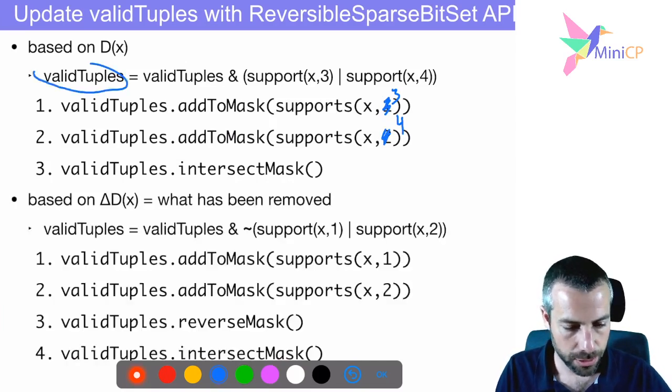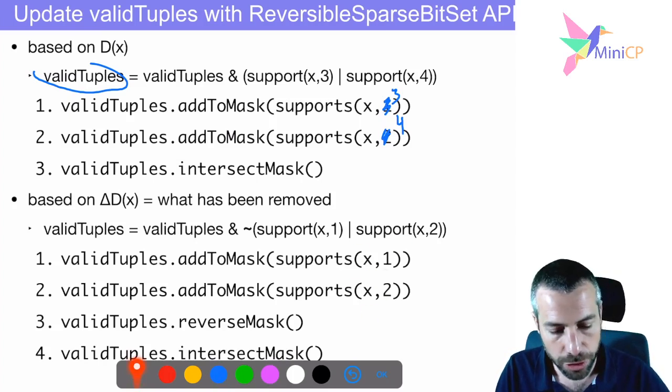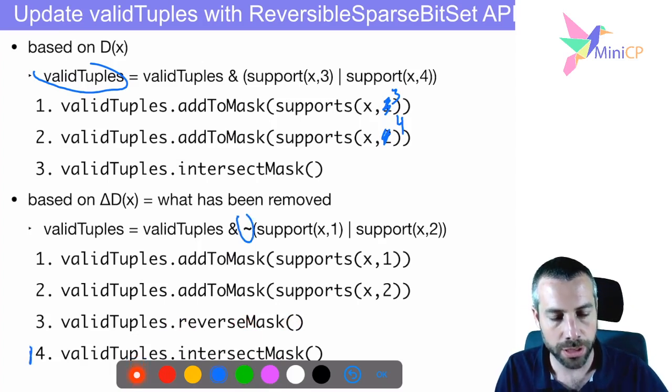If you want to update based on delta X, this is a little bit different. You add the support of X1, you add the support of X2 to the mask, then you reverse the mask. And reversing the mask means you take the complement, the bitwise complement, and then only you do the intersect mask.